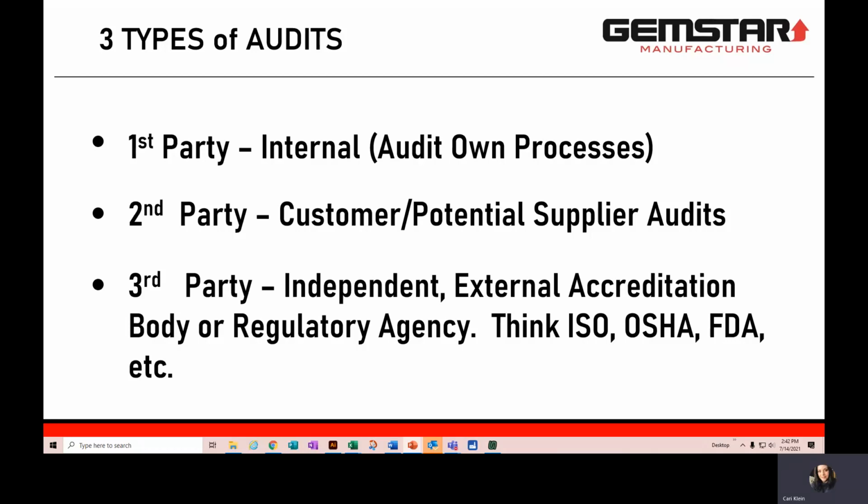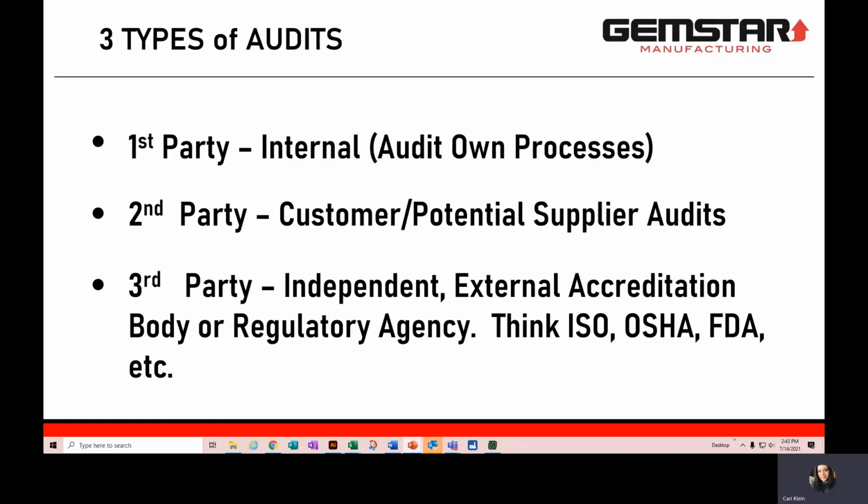These are internal processes. A second party audit is another way to say basically a customer audit. It's when a customer comes in and audits us. It could be when we are auditing a supplier or a potential supplier. So second party audits are based around customers. Then you have a third party audit, which is an independent audit. It's mostly done by an external accreditation body, or think of a regulatory agency like ISO, for example, who came in and gave us our cert audit, or even OSHA or FDA are some examples.